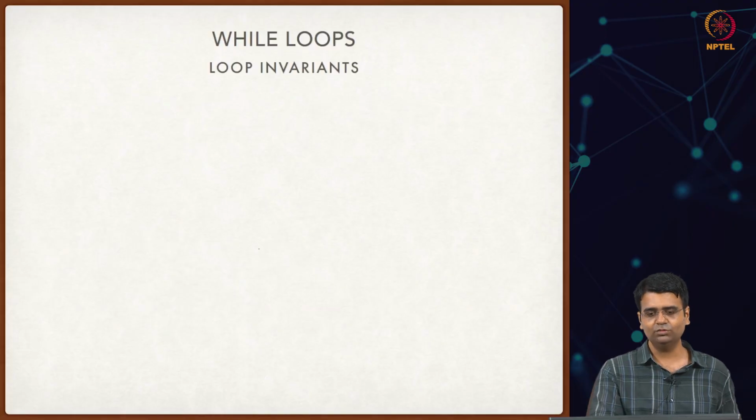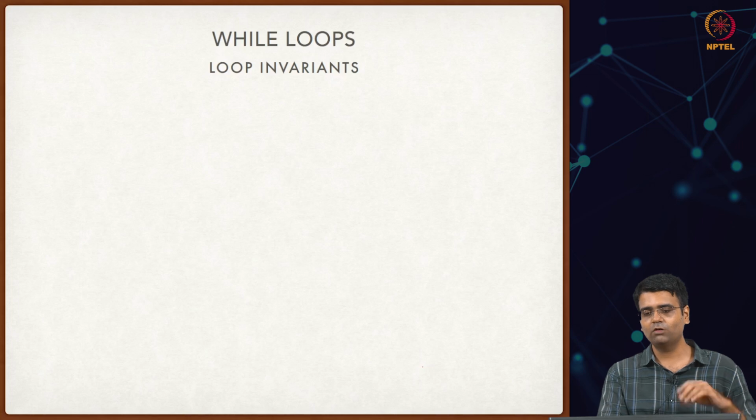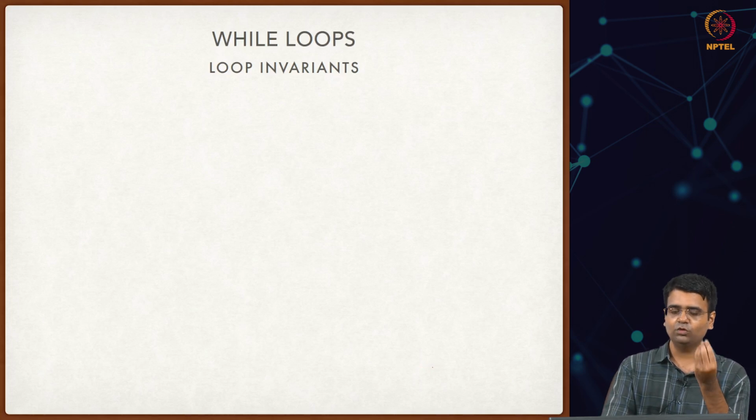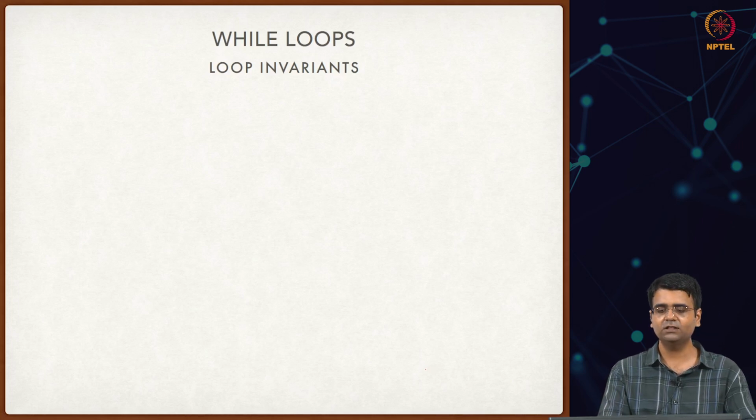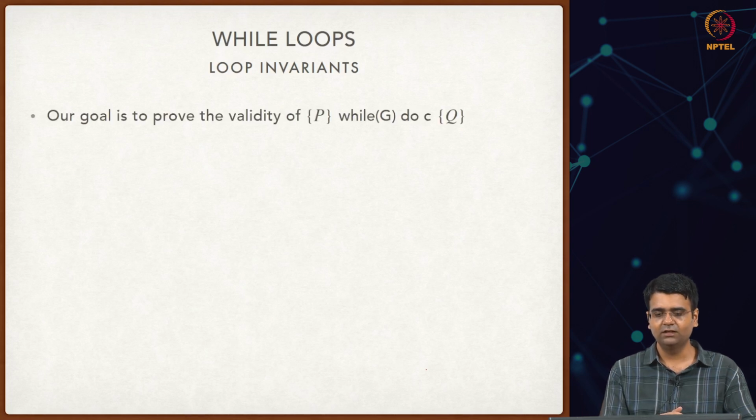Now let's come to the main attraction, which is while loops. So what to do about while loops? How do we determine that a Hoare triple involving a while loop is valid or not? For that, our strategy is to use loop invariants. So this is our goal.